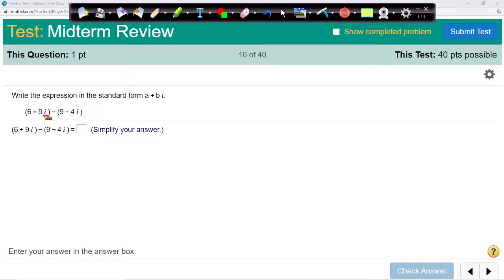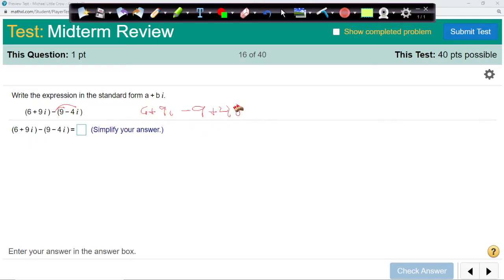So this is a subtraction problem, and we handle this just like we would any problem with like terms. So we've got 6 plus 9i. Just remove those parentheses. There's nothing in front to distribute. There's no exponent. Here, there's a negative in front, so it's got to distribute to both of these terms. So we get minus 9 plus 4i when we take out those parentheses.